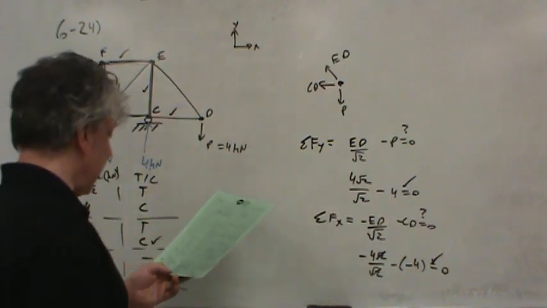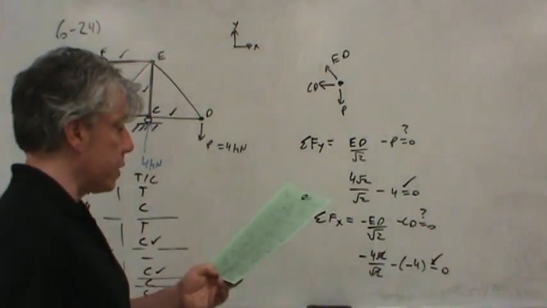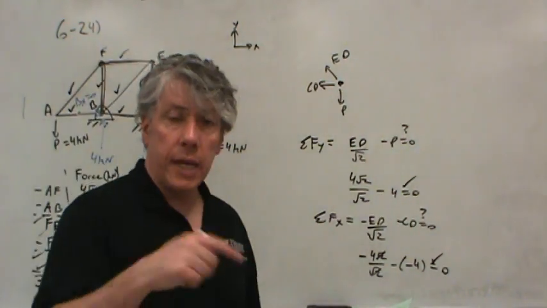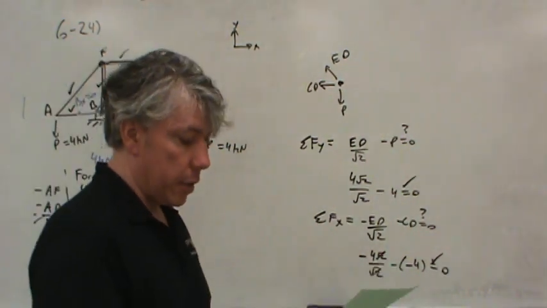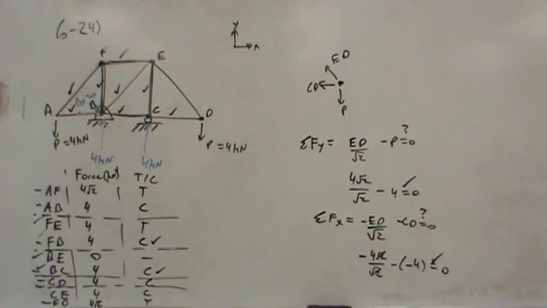Okay. Now there was one more check I could have performed on point E. I missed it. I won't bother with it now, but you could have summed forces in the vertical direction for point E and would have also come out appropriately. So that's it. We've solved for all of the forces in all the members, and we know whether each has tension or compression in it.